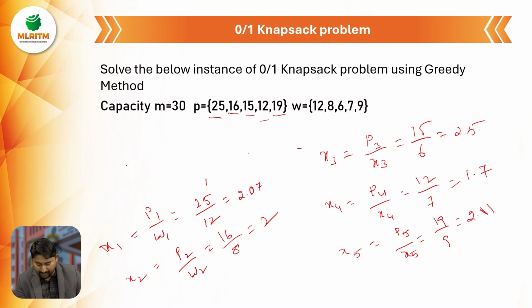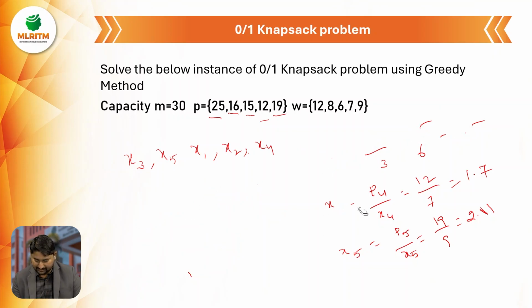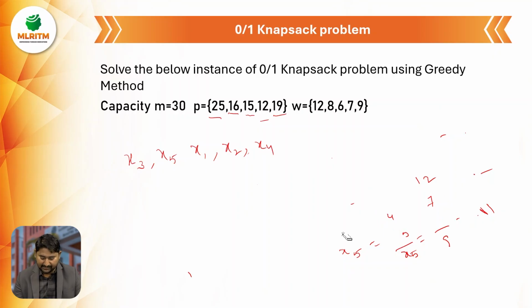So you arrange in ascending order: X3, next one is 2.11, so X5, next one X1, next one X2, last X4. In this order you place the items in the knapsack. Okay, first you calculate this value, the respective maximum profit by weight value. In this order you place it.